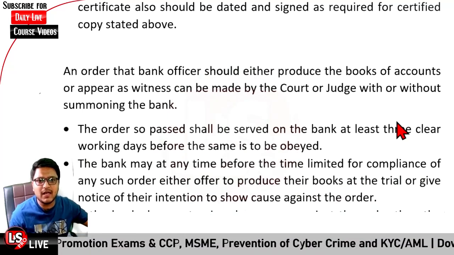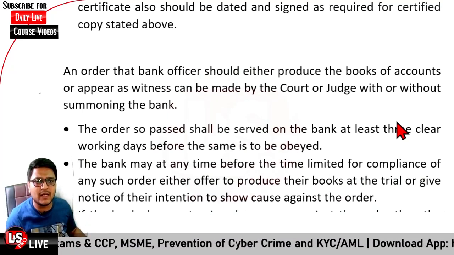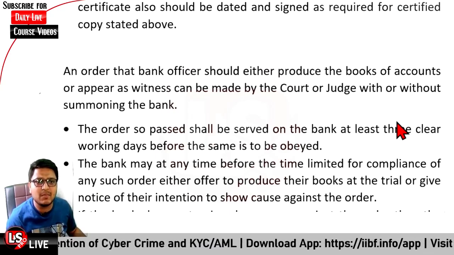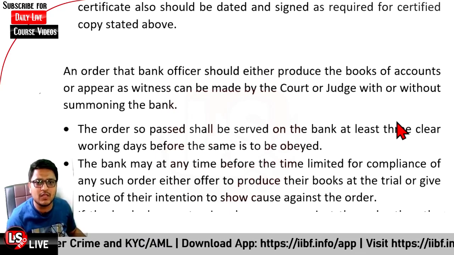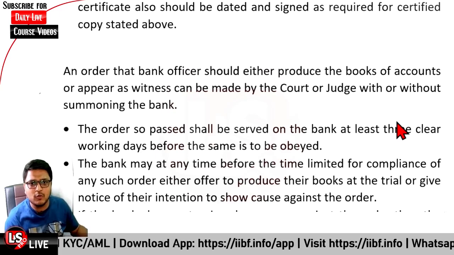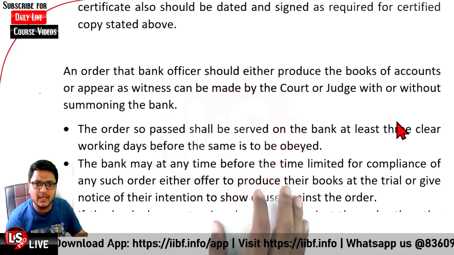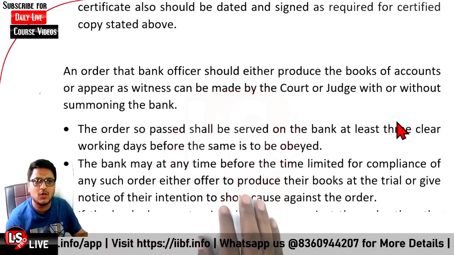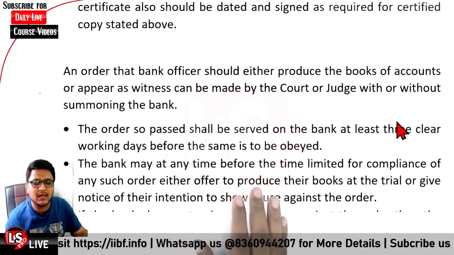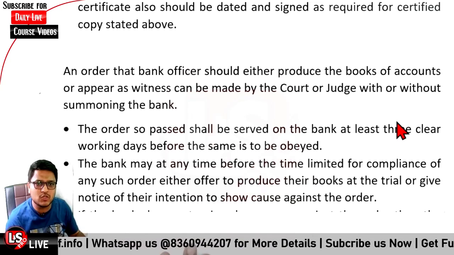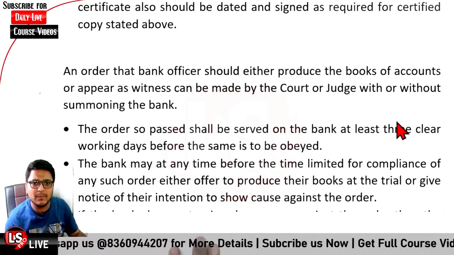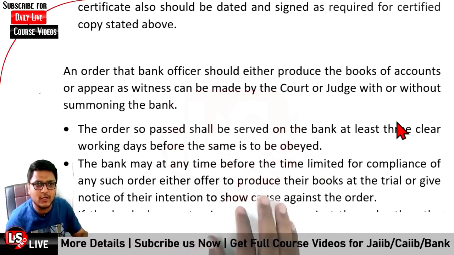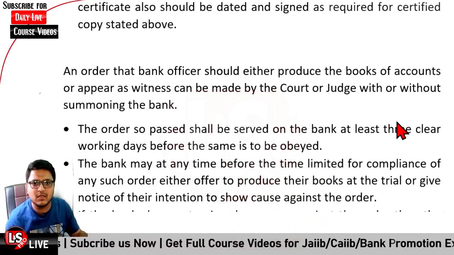Okay, then it is regarding an order that a bank officer should either produce the books of accounts or appear as witness, which can be made by the court or judge with or without summoning the bank. It could be the case that an order has been made by the judge or by the court that either the bank should produce the books of account or the bank should appear as witness, and it could be with or without summoning the bank.